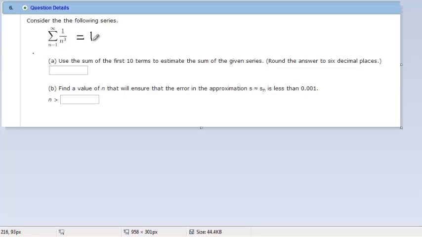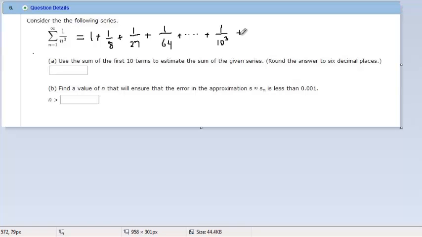What will be the first term? The first term is 1. What about the second one? 1 over 2 cubed, which is 1 over 8. What about the next term? 1 over 27, right? Plus 1 over 4 cubed, which is 64, and so on. So when I separate the first 10 terms, the 10th term will be 1 over 10 cubed, right? Which is 1 over 1000.